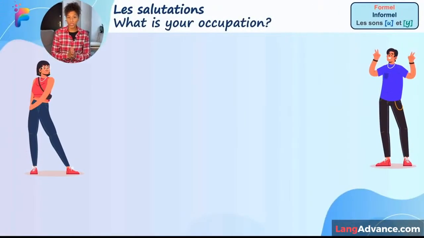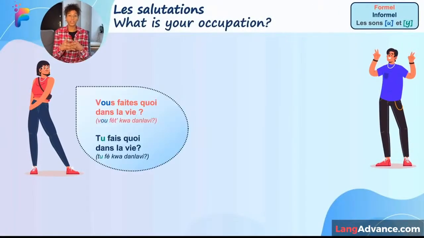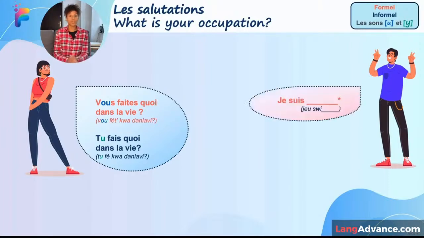What's your occupation? Let's start with a formal question and then we'll see the informal question. Vous faites quoi dans la vie? Tu fais quoi dans la vie? And to answer, it's very simple, same for formal and informal. We just say, je suis. I am. And then you give your profession, your occupation.